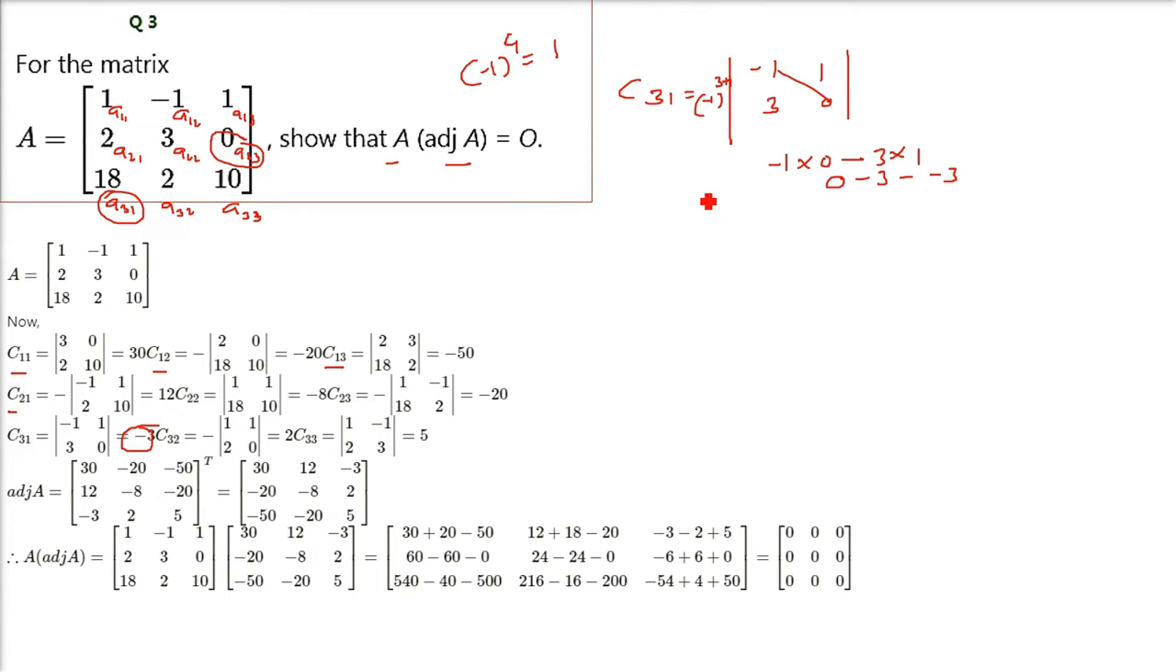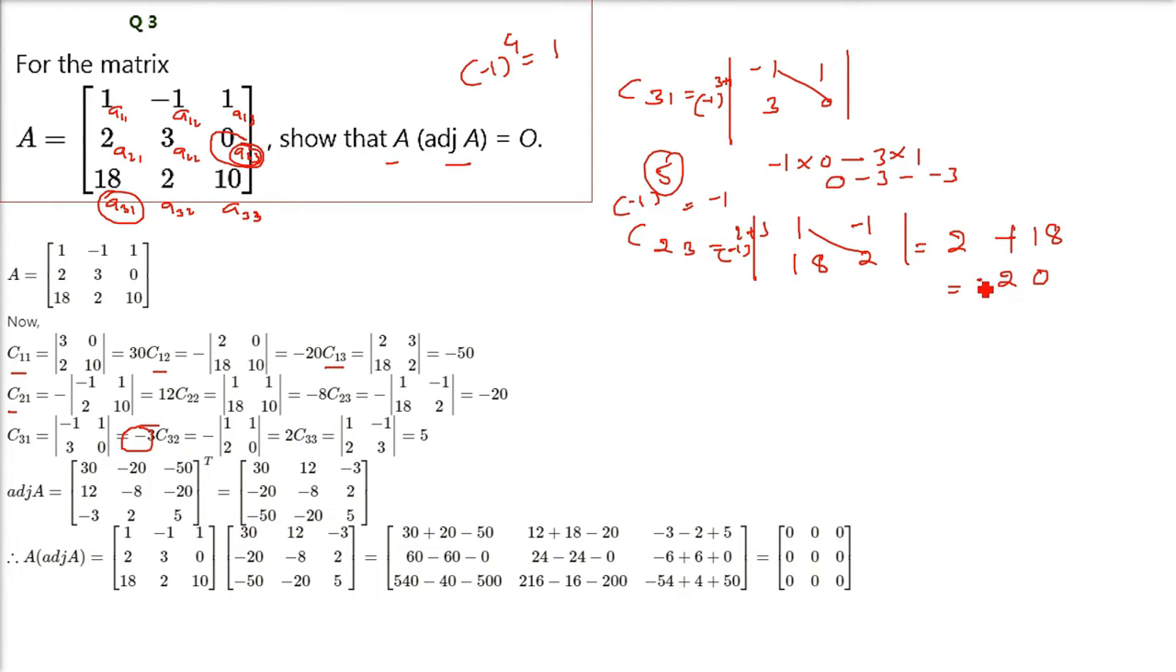Let us take one more of it. I am taking C23, and for C23 we leave this row and this column where A23 intersects, and 1, 18, -1, 2 will be written: 1 into 2 minus 18 into -1, that is going to be 20. Since we have -1 to the power 3 plus 2 or 2 plus 3, it will be -1 to the power 5, and -1 to the power 5 is -1. So write it negative here, -20. Okay, all of these you have to do. I just gave you an idea how to do this.